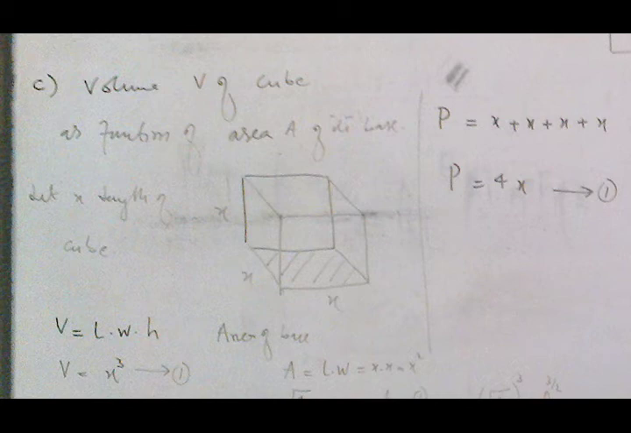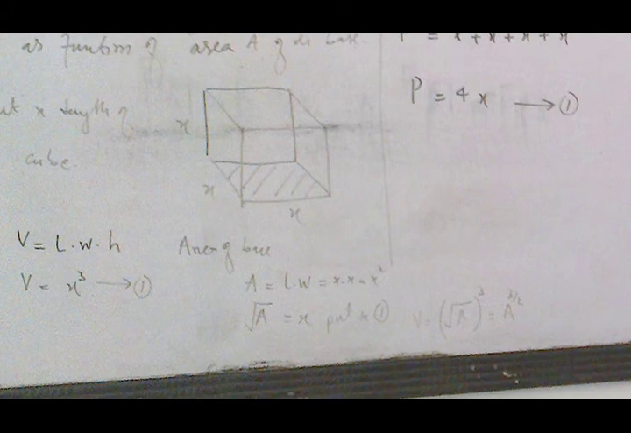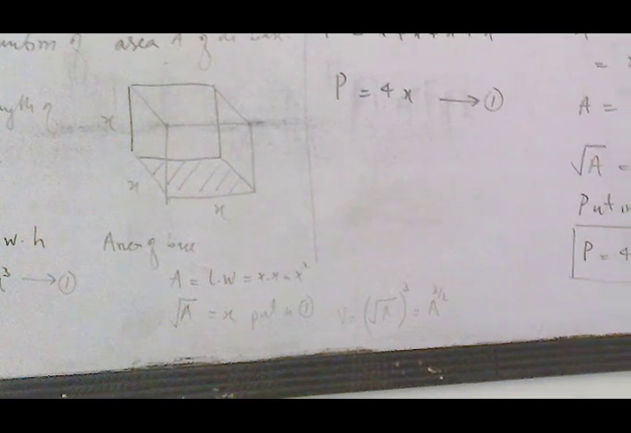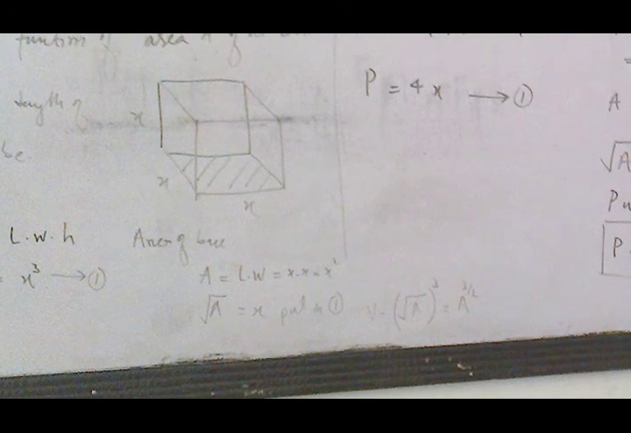And in part C, the volume of a cube is equal to length multiplied by width multiplied by height. A cube is a figure in which all the sides are equal, all its faces are squares, and the area of the base is length into width, same as previous, x square is equal to a and x is equal to square root of a. We put this value in v, so we get a raised to power 3 by 2, because x is equal to a raised to power 1 by 2, and when we put this value in, it becomes a raised to power 3 by 2.